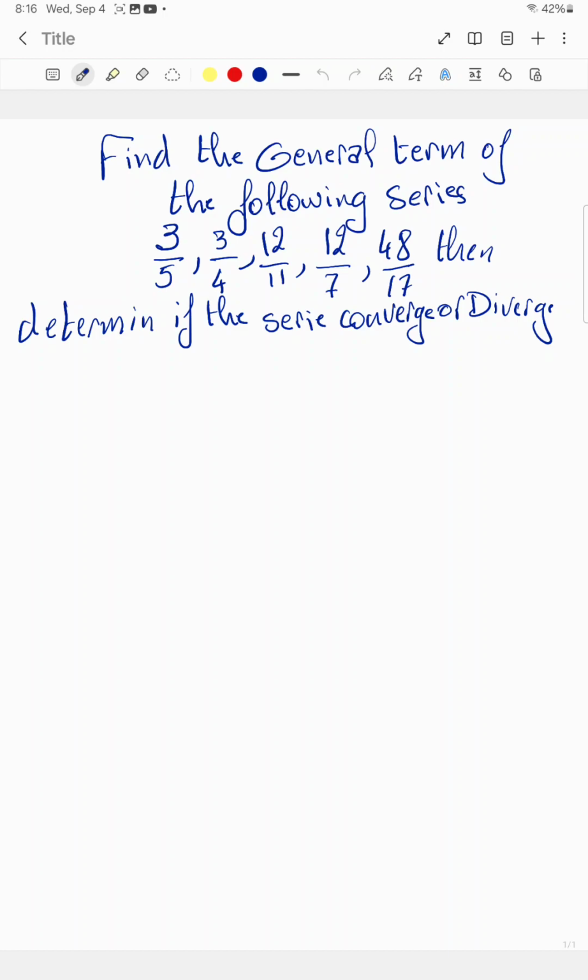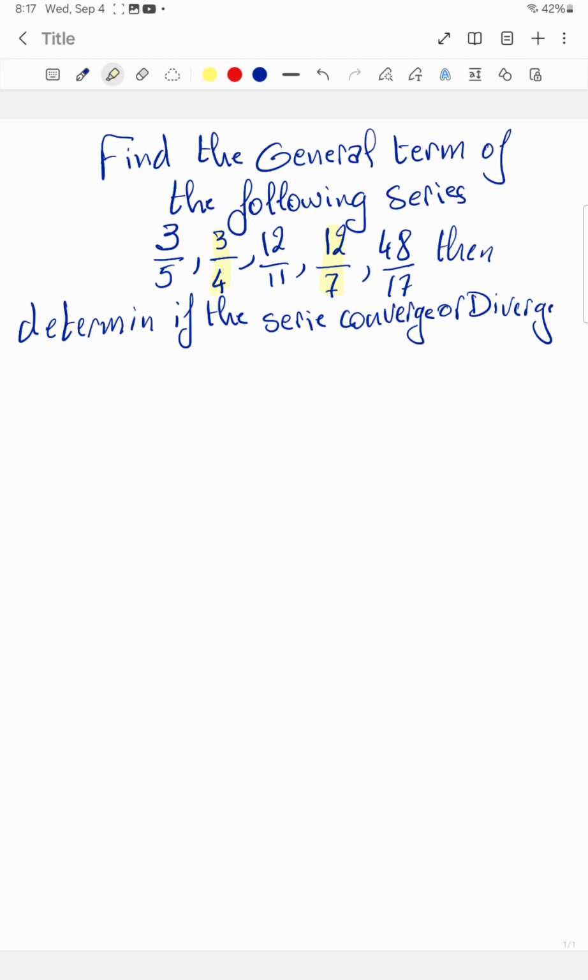It's one of the difficult problems because I have 3 over 5 in the first term and 3 over 4 in the second term. And then the third term numerator is 12 and the fourth term the numerator is 12. So I don't see a relationship. How can I go from 3 to 3 and then from 3 to 12 and 12 to 12 and 12 to 48? But if I take the second term here, 3 over 4, and the fourth term, 12 over 7, and I multiply 2 in the numerator and in the denominator.